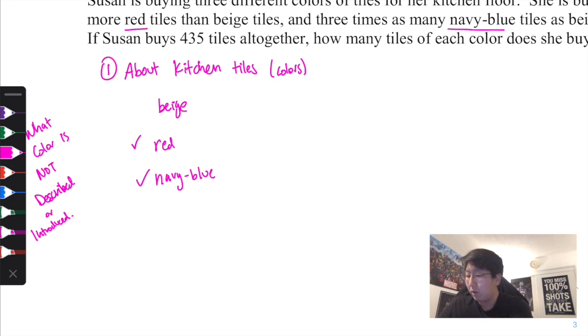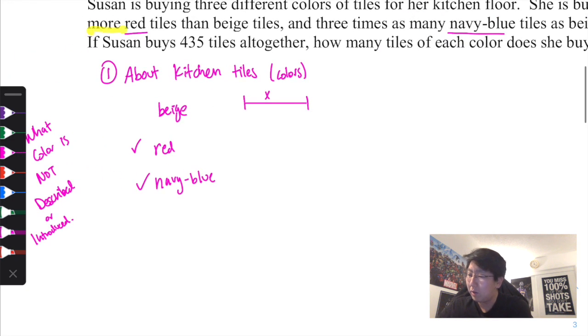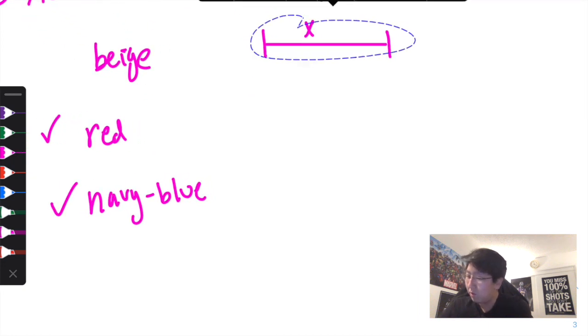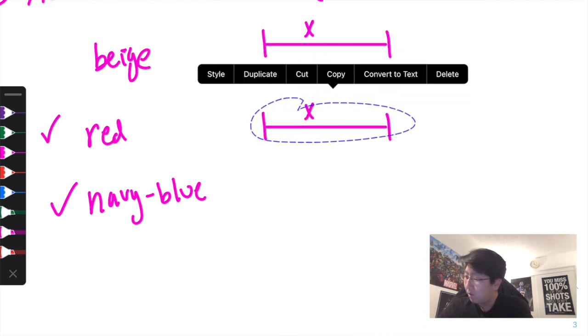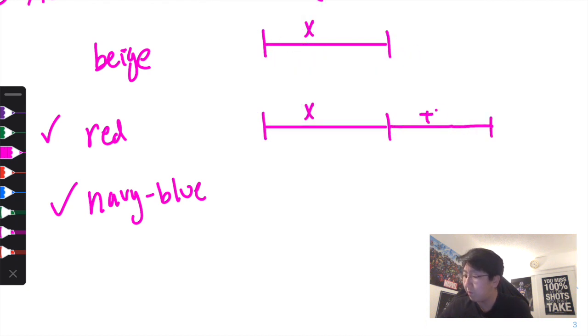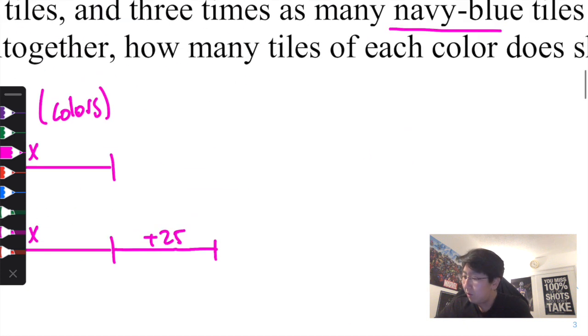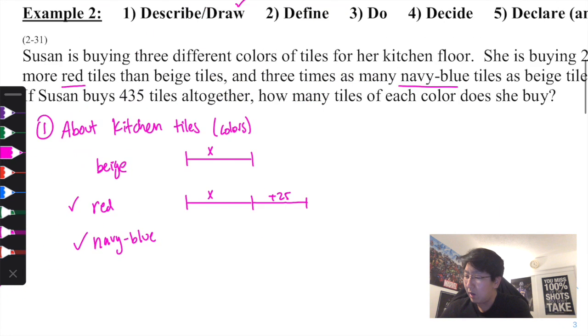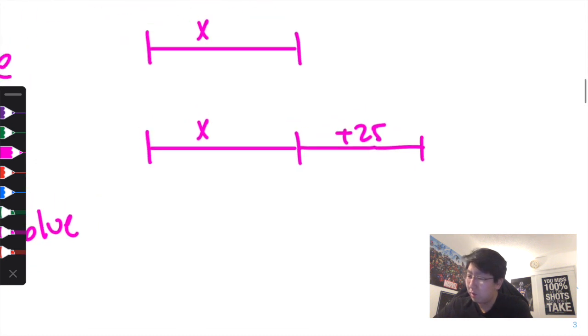So here we're going to give beige a variable. We'll call it x. So here, there's going to be 25 more red tiles than beige tiles. So red is going to be whatever beige is plus 25. And then navy blue is going to be 3 times as many navy blue as beige tiles. So 3 times x.